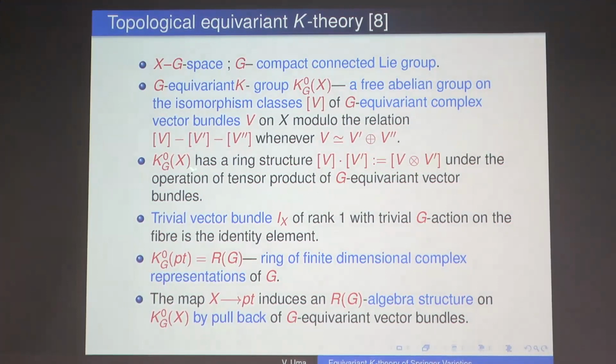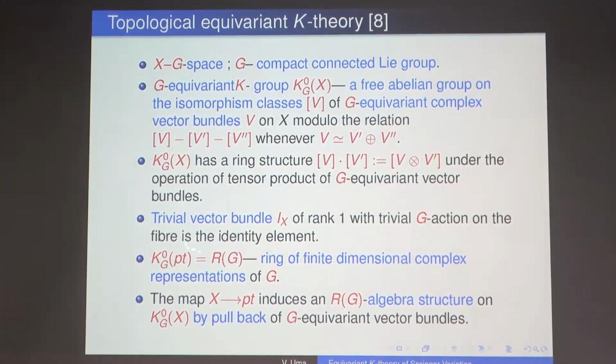So this has a ring structure. So this becomes the topological equivariant K-ring. And in particular, if we just take the trivial vector bundle with trivial G action, that will give the multiplicative identity element. If we choose a point, what are equivariant vector bundles over a point?